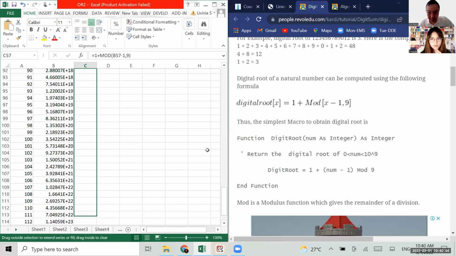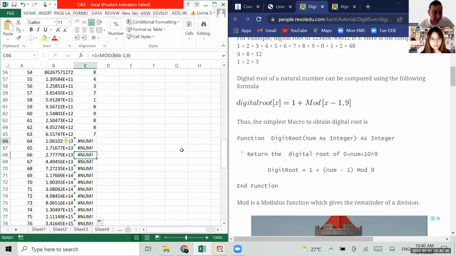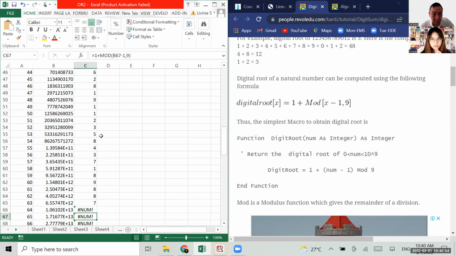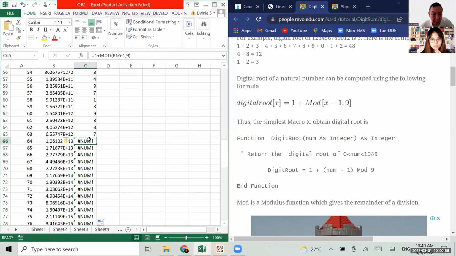Oh, what happened? I also have the same problem. You have the same error problem on 66? Oh no. Wait. Okay, so modulus has a problem.